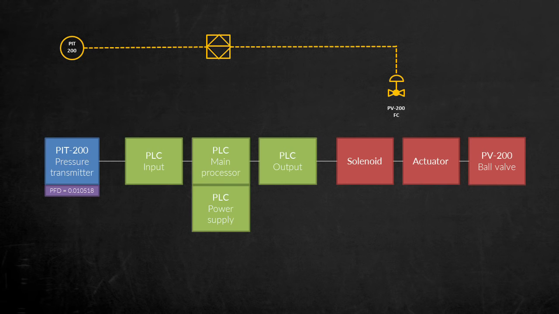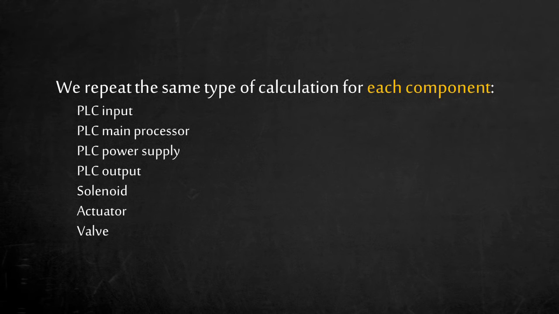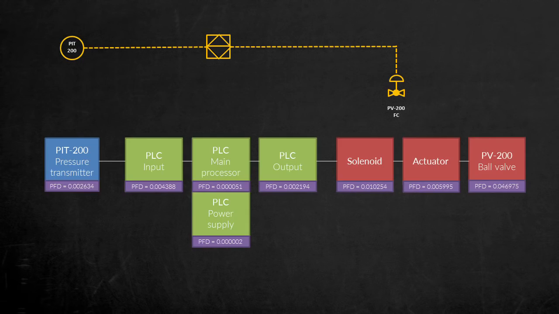Now that we have found how reliable the sensor is, what about the other components? Since we have no redundancy in our safety instrumented function, we can apply the same equation to all other components. After all the calculations are done, we have a list of components and their corresponding probability of failure on demand.